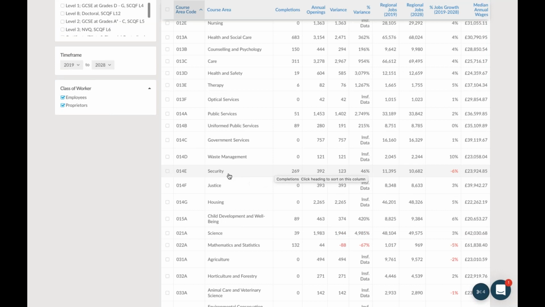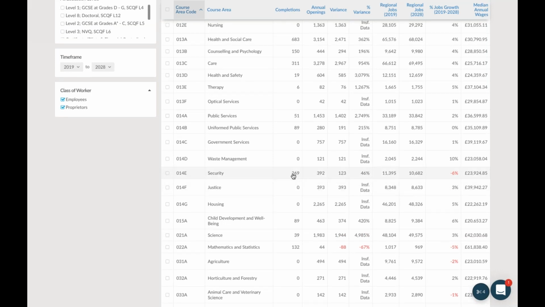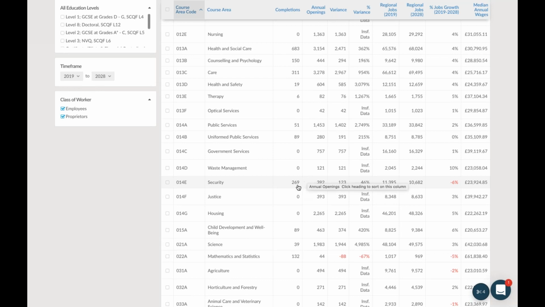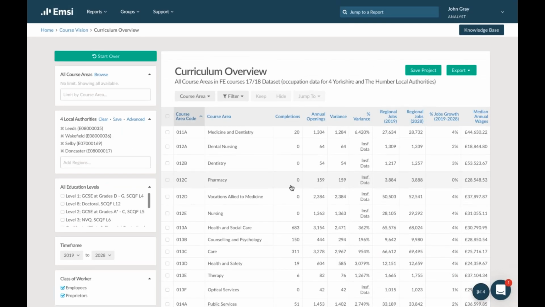But I suppose one to look at in terms of this dummy data will be security. So 269 completions within this data against the annual openings of 392. So clearly we're getting quite close to the mark there, where we're almost meeting supply with demand. Again, just to reiterate, we're not saying that just because somebody completes a course, they're going to get a job, but really broadly, we're trying to show you here where there are potential opportunities. So whether you could deliver more of a qualification or look to running something new, or whether you are putting too many people out into the marketplace.